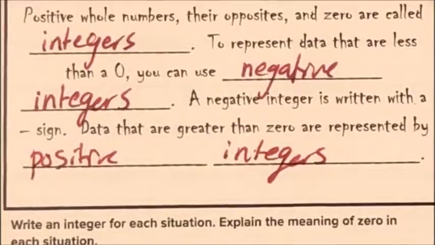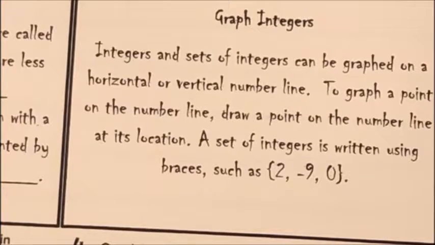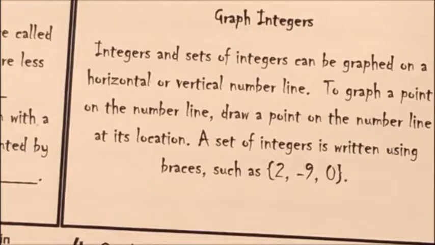Okay? So I can graph integers by graphing them on a number line. Integers and sets of integers can be graphed on a horizontal or vertical number line. To graph a point on a number line, draw a point on the number line at its location. A set of integers is written using braces such as {2, -9, 0}. So I've got the little squiggly braces on them, okay?